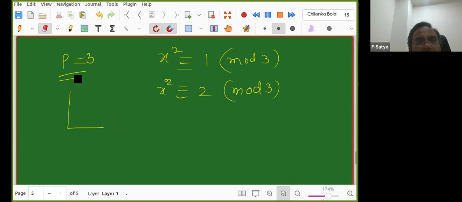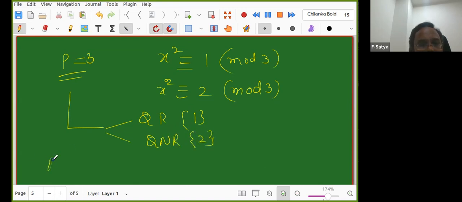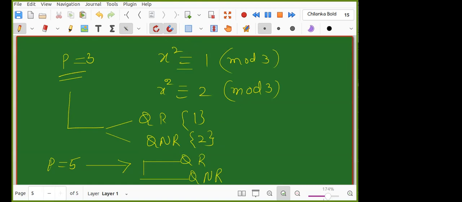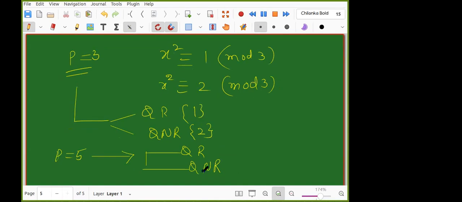So then what has happened? Quadratic residues are only 1. Quadratic non-residues are only 2. Okay, let us go a little fast now. So can you tell me now, for p equal to 5? Hello, are you there? Yes. So tell me for 5. One anyhow will come, right?